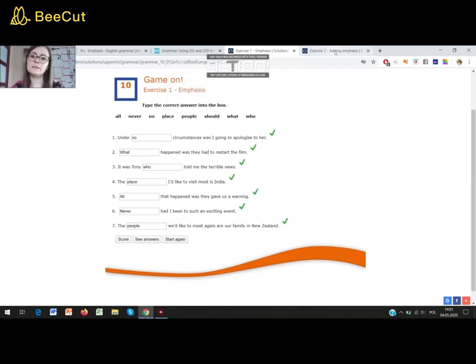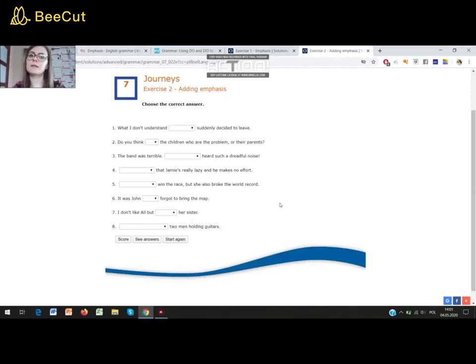Yes, it is. And the last exercise here is to choose the correct answer. What I don't understand is why she suddenly decided to leave. Yes, what I don't understand is, and we are saying what. Do you think the children who are the problem or their parents? So do you think it's the children who are the problem or their parents? We shouldn't use here a double question. As you probably remember, we can't use double negation and double questions in English.